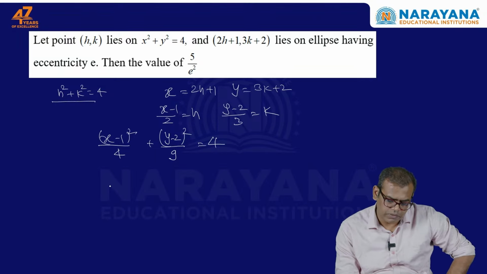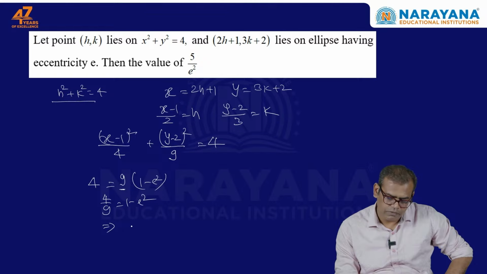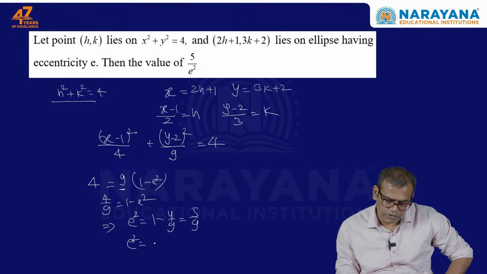So write the relation between the major axis, minor axis and eccentricity. Then the ratio is 1 minus e square, and here 1 minus e square is the square of half of the minor axis over half of the major axis. So here 9 will come and 4 will come. So 4 by 9 is equal to 1 minus e square. Therefore e square is equal to 1 minus 4 by 9, which is 5 by 9. So what do we need to find now? We need to find 5 by e square, which is equal to 9. So 9 is the correct answer.